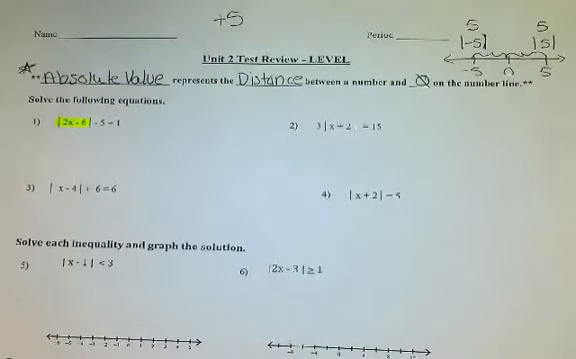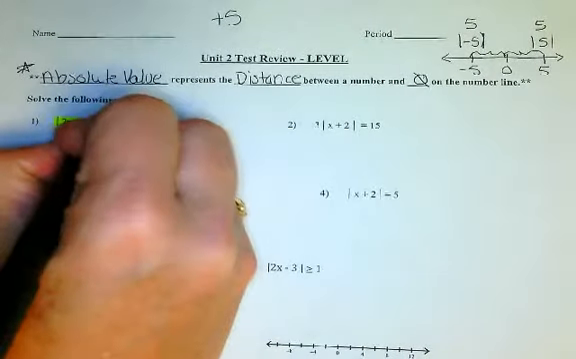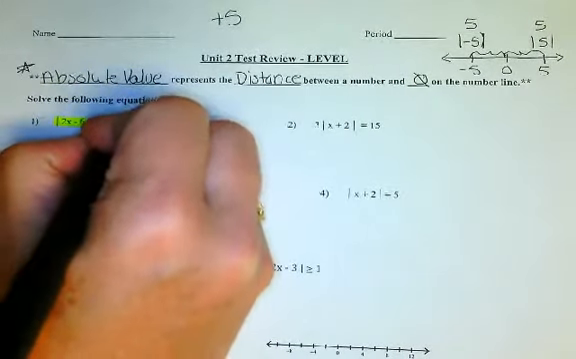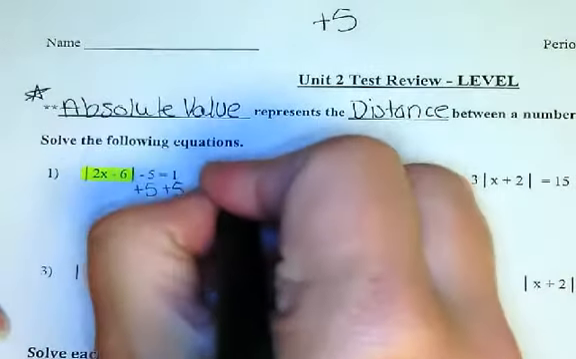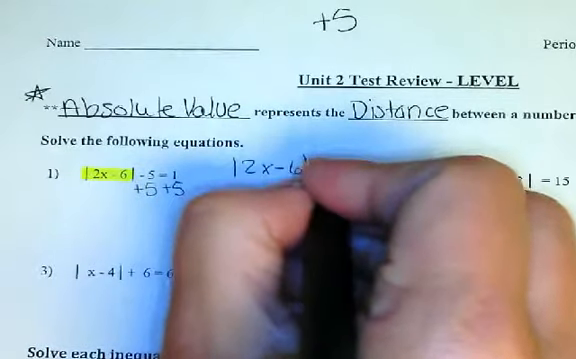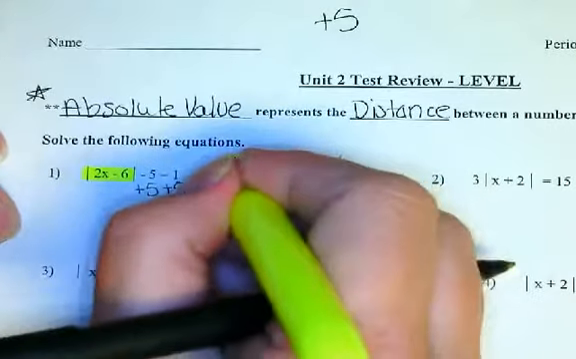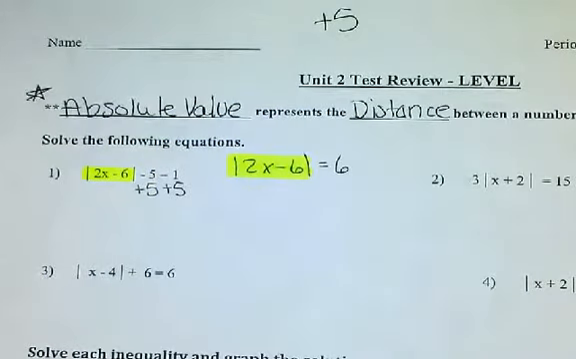Okay, so when you're solving equations, the first thing you must do is you have to isolate the bars. So isolate the absolute value part of it. So in order to do that here, I'm going to add 5. Alright, so then when I do that, I end up with the absolute value of 2x minus 6 equals 6. And you'll notice now that that has been isolated.